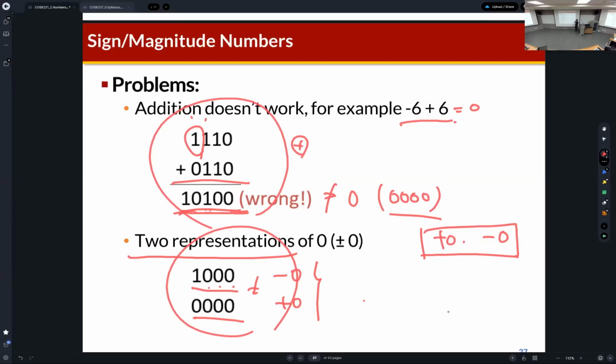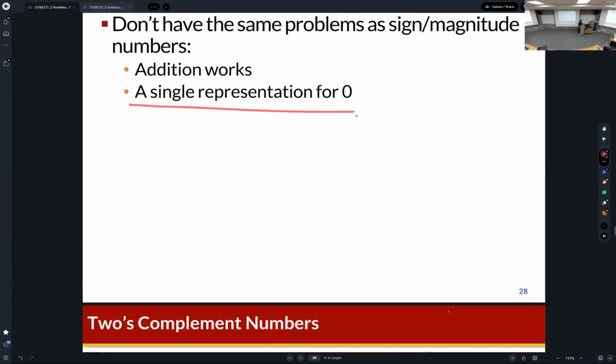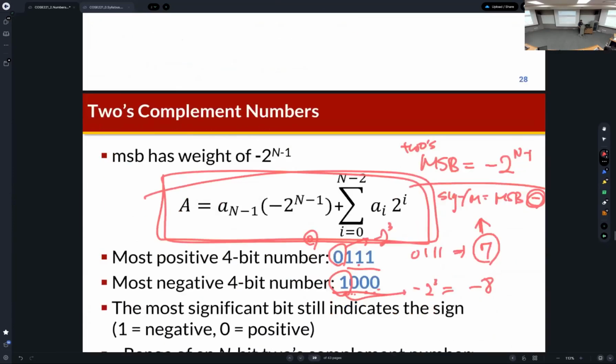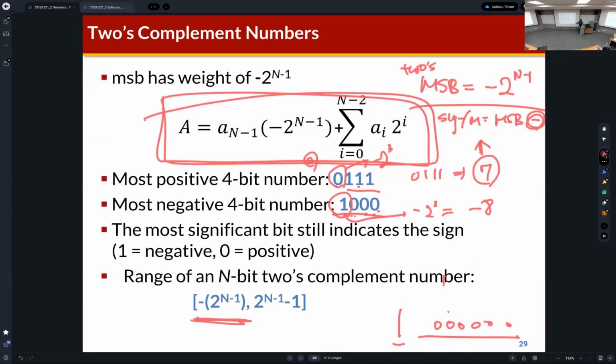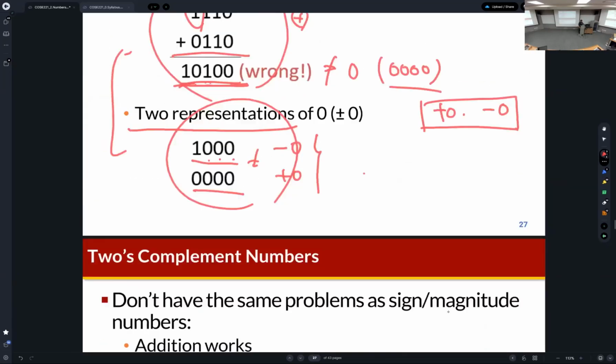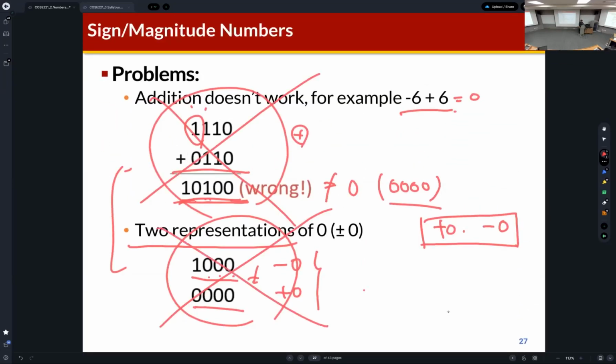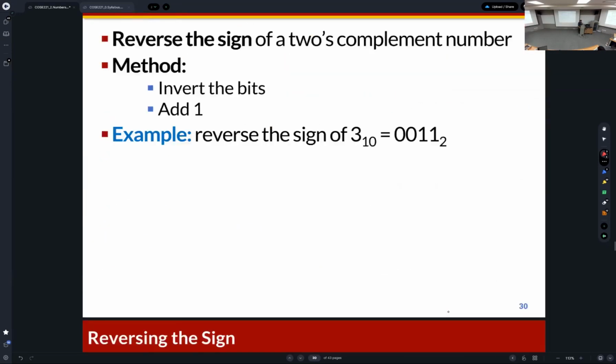Also, there are two different representations of 0. These are the problems of the sign and magnitude number system. But if we use two's complement numbers, these issues are resolved. Okay.